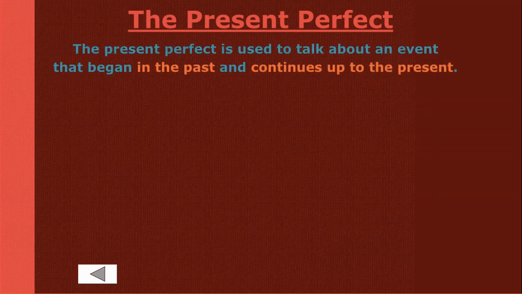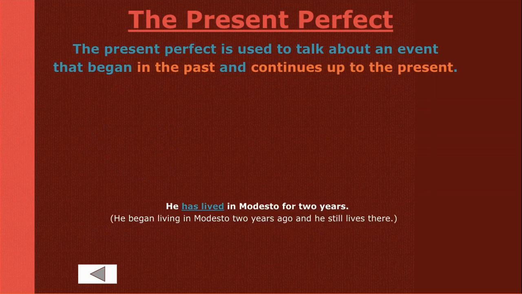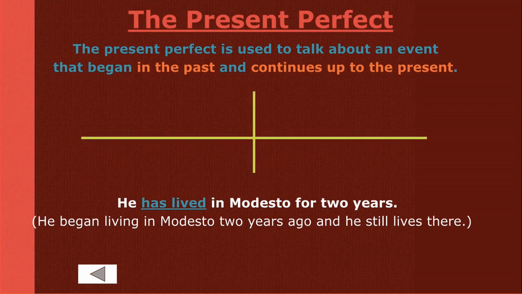The present perfect. The present perfect is used to talk about an event that began in the past and continues up to the present. He has lived in Modesto for 2 years. He began living in Modesto 2 years ago and he still lives there.